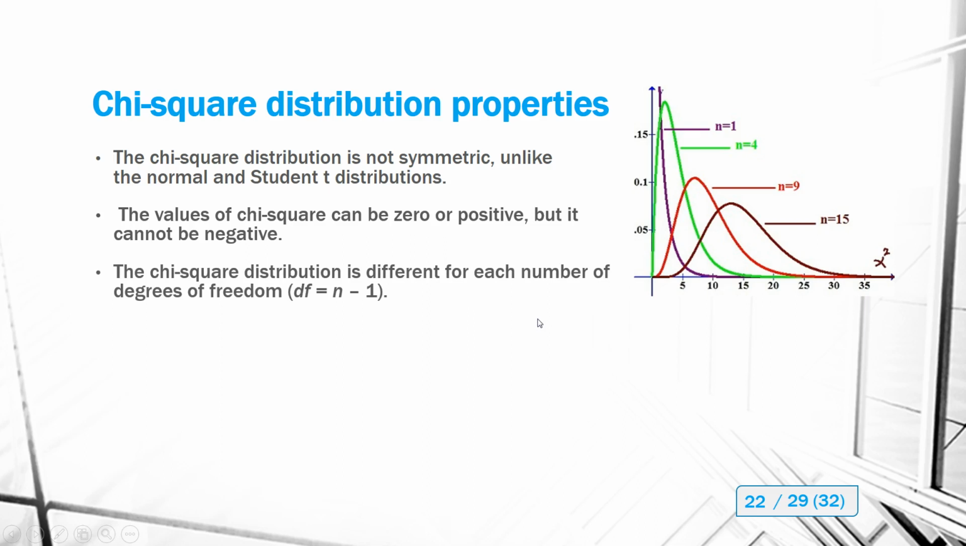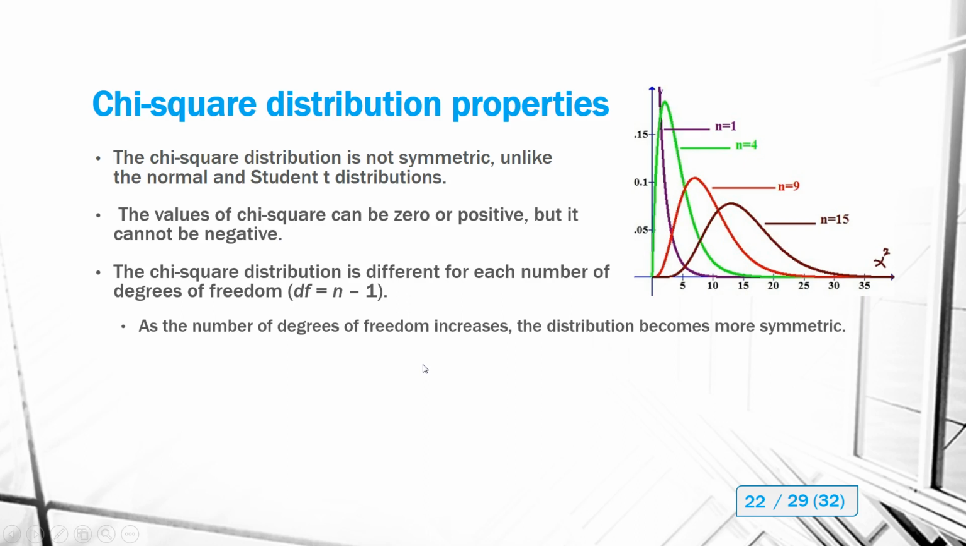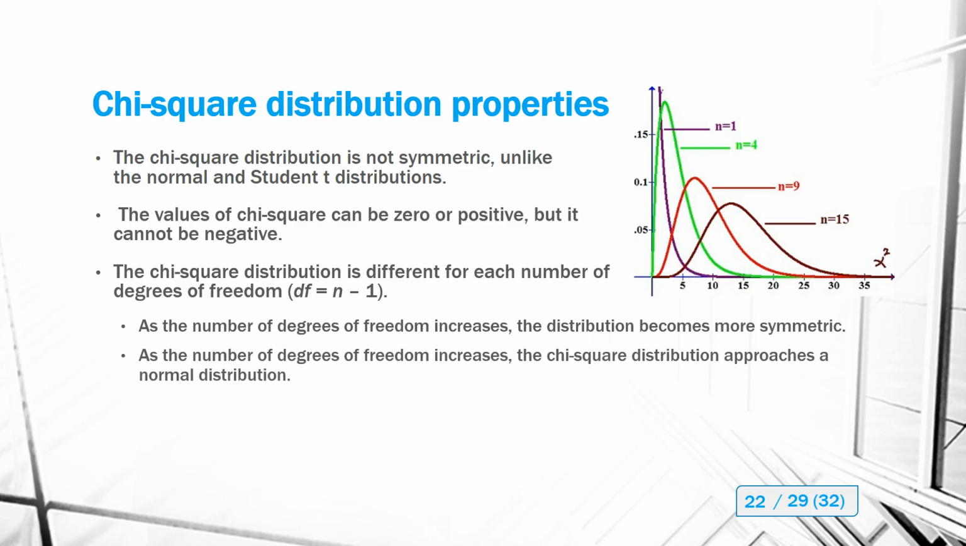Now, just like we saw with the t-distribution, chi-square distributions are different depending on your degrees of freedom. We can see here in the graphic that as we increase our degrees of freedom, notice how the shape of the curve becomes less and less skewed and more centered, symmetrical about the mean, and approximating that normal distribution. So it shares that property with the student t-distribution. As the number of degrees of freedom increase, the distribution will become more symmetric, and it will start to approach a normal distribution.